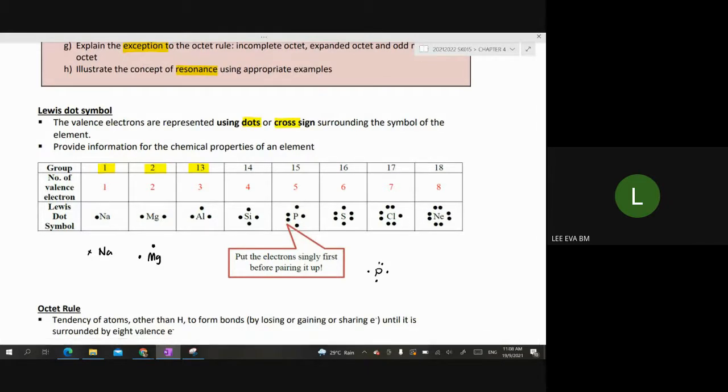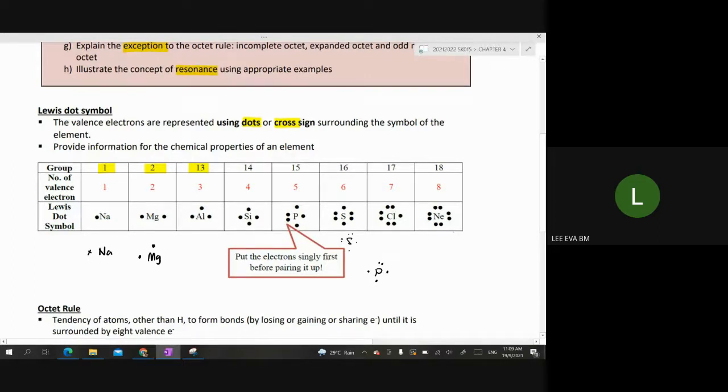Then group 16, for example sulfur and oxygen, have 6 valence electrons, and it looks something like this. Or if you want, you can put a double pair over here and then another 2 single electrons separately. Then we have chlorine, or group 17 elements, fluorine, iodine, bromine, also the same, 7 valence electrons. And the last one, from group 18, neon for example, has 8 valence electrons. In this case, it's already fully filled.